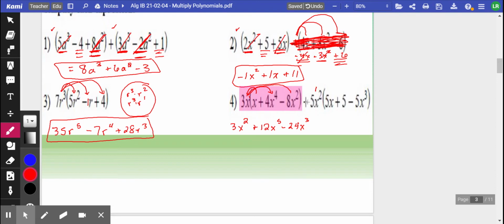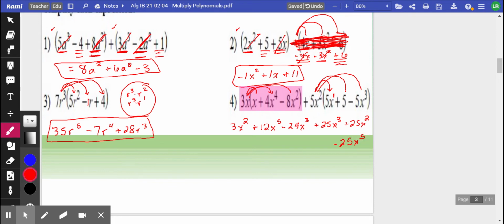Okay, this is a positive 5, so positive 5x squared times 5x. That's positive 25. Remember, x squared times x, that would add the exponents as x to the third. We'll run out of space here. 5x squared times 5 is positive 25x squared. And then we have 5x squared times negative 5x to the third. So it'd be negative 25. And x squared times x to the third is x to the fifth.